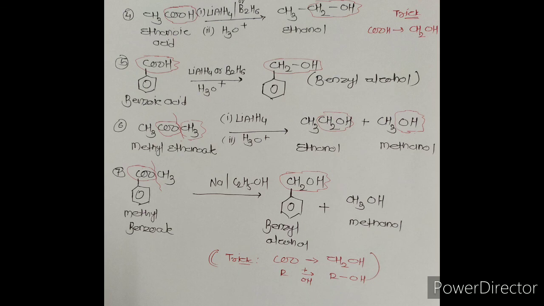Last reaction: methyl benzoate, a benzene ring containing COOCH3, undergoes a reduction reaction and forms benzyl alcohol and methanol. Here, first break the compound at the COO group, and instead of COO you write CH2OH, and the remaining portion combines with OH, so we get benzyl alcohol and methanol.